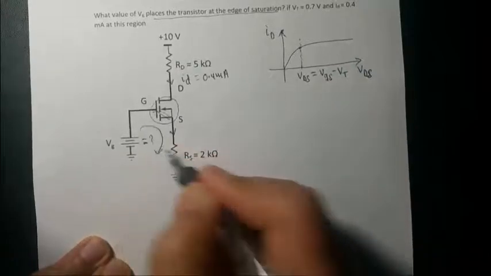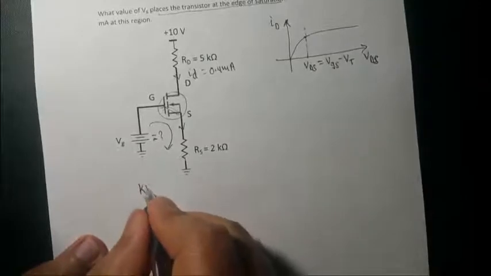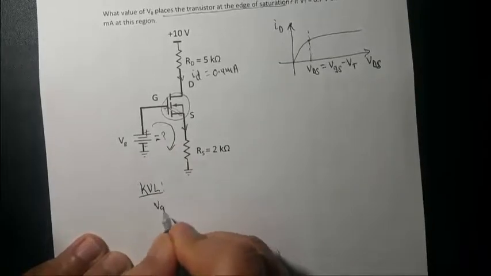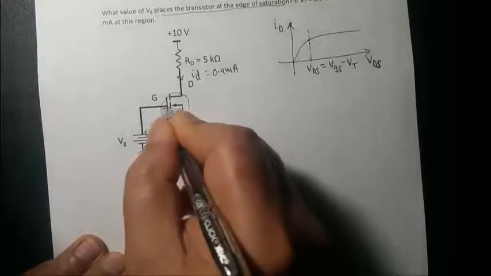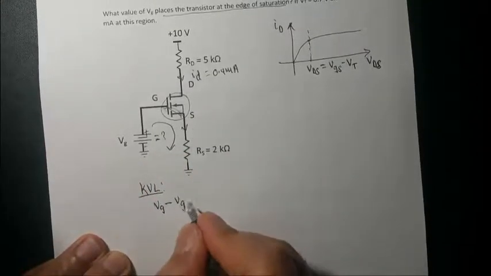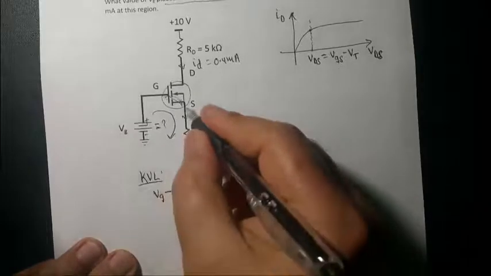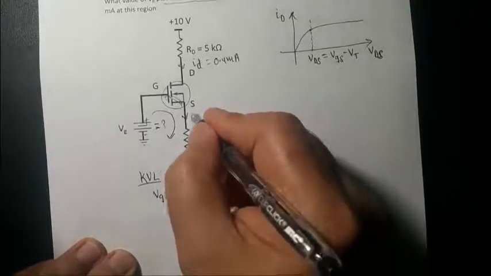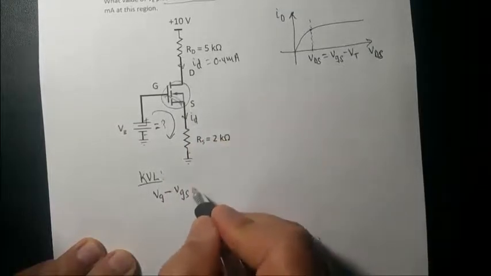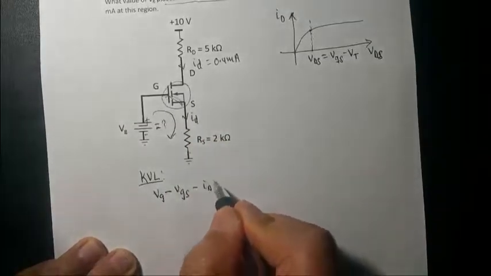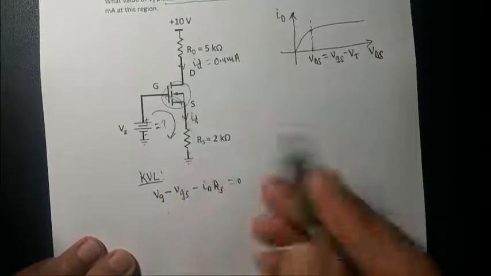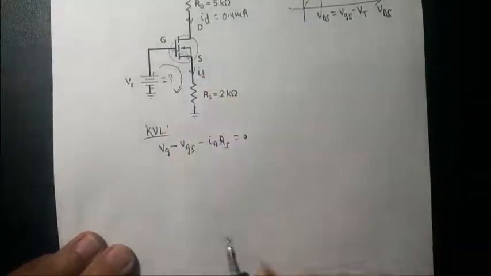So again, KVL here. I'm going to apply KVL around this loop. So it's going to give you VG minus, from here to here you have the internal voltage drop from gate to source, which we call VGS. That's what we're going to find. And from here to here you have a drain current, so the voltage drop is negative ID RS, which is 2 kilo ohm, equal to 0. So I simply apply KVL in this input loop.